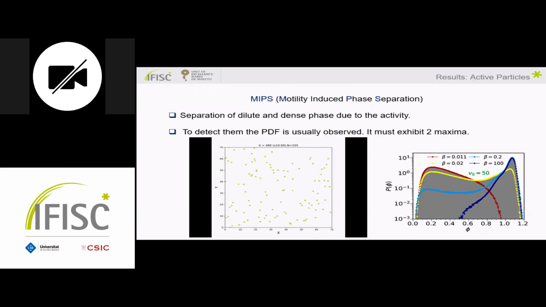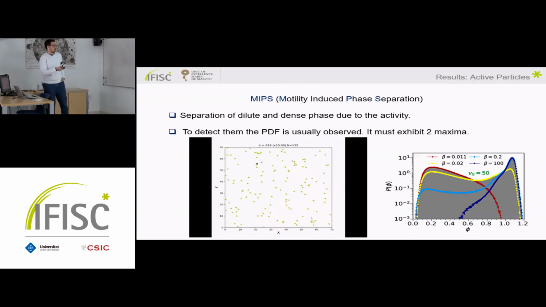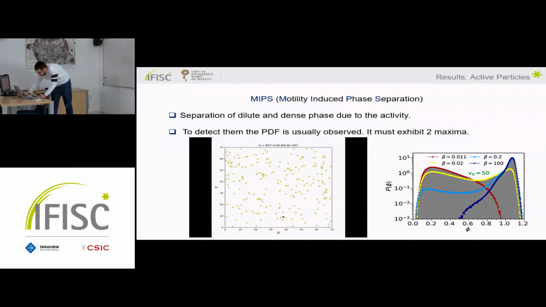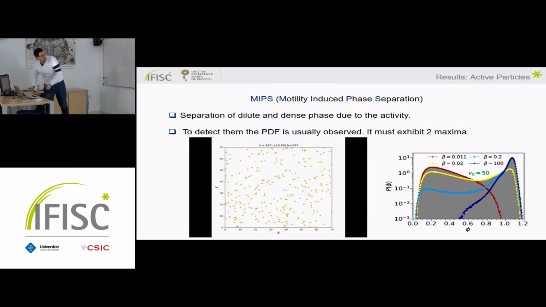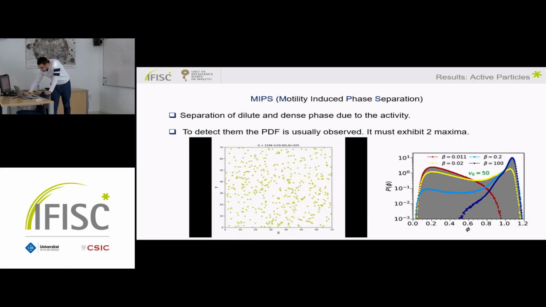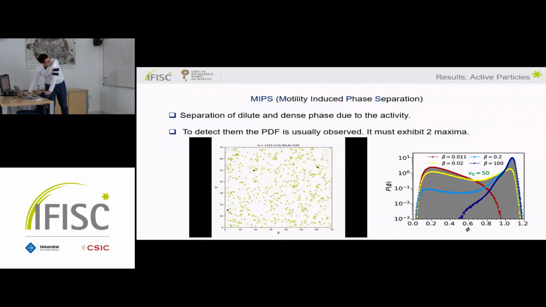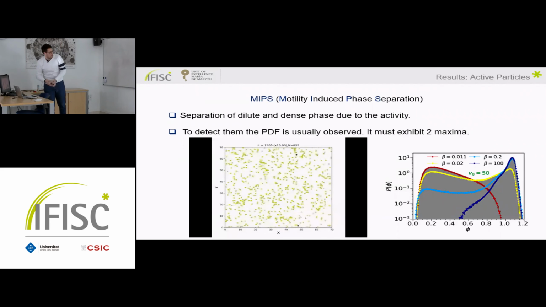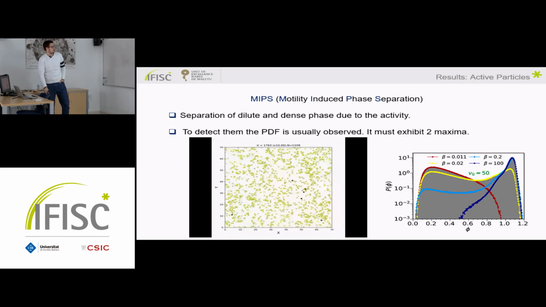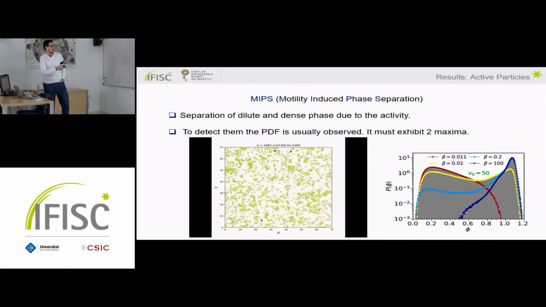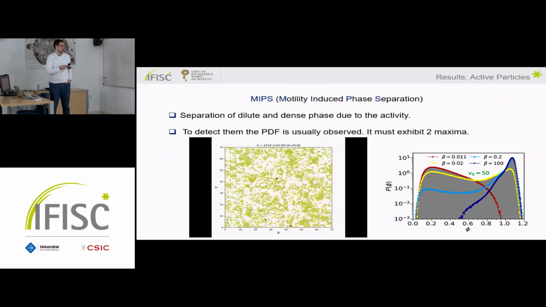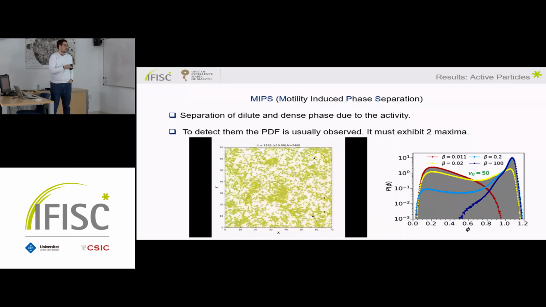Okay, you can see the particles begin to reproduce. I have to wait a little bit. They begin to reproduce. And at a large time, we see that we have two phases, one more dense than the other. To reach this, the activity has to be very large. And in this case, we see that the particles begin to create dense phases.